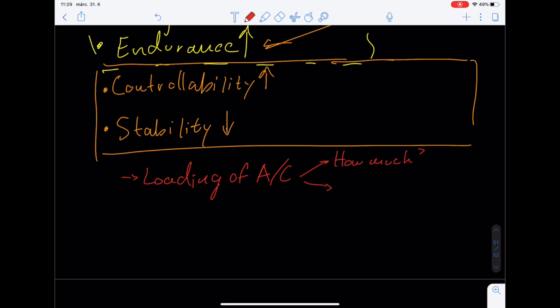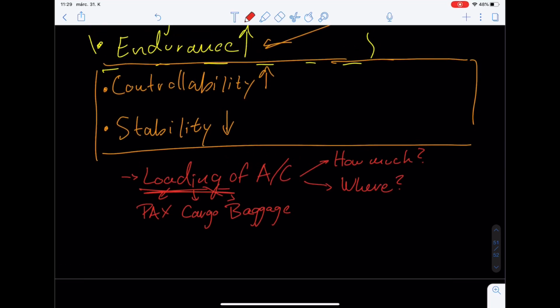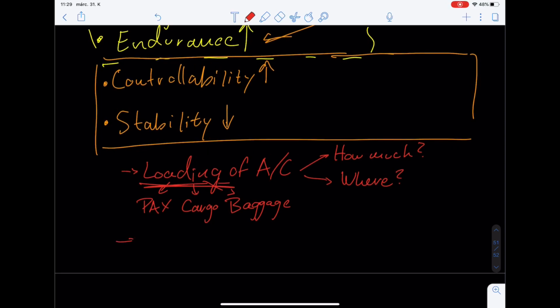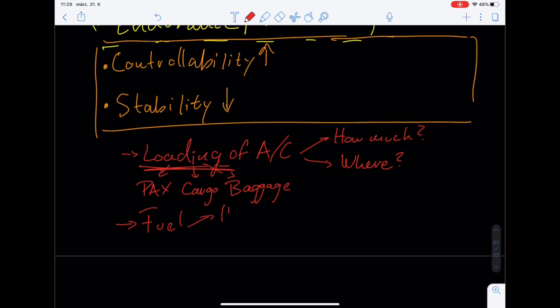fuel and passenger. So loading would be passenger and cargo, baggage, how much and where you put them. This is collectively speaking the loading of the aircraft, and also fueling. The same question, like how much fuel you put in the aircraft and where you put it.